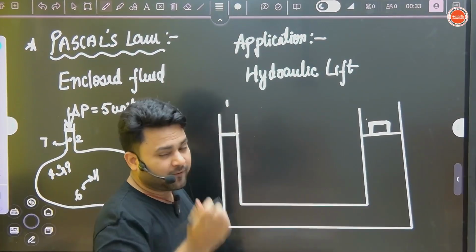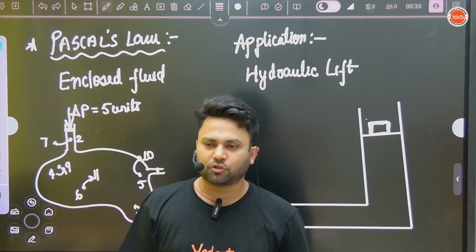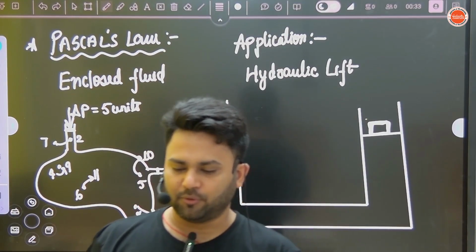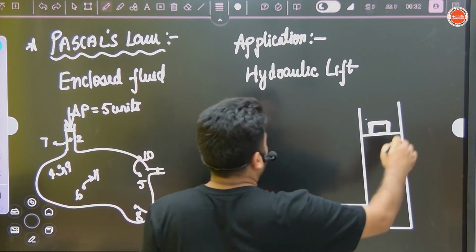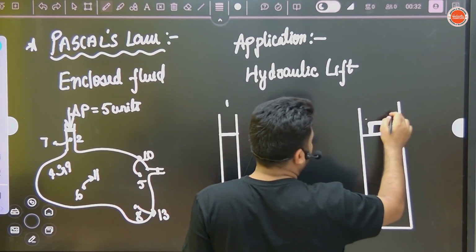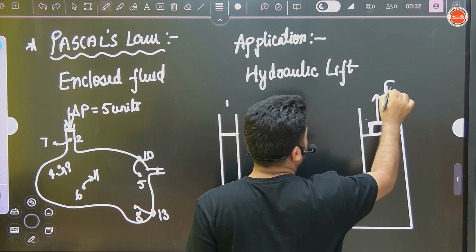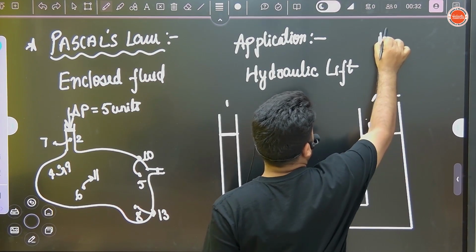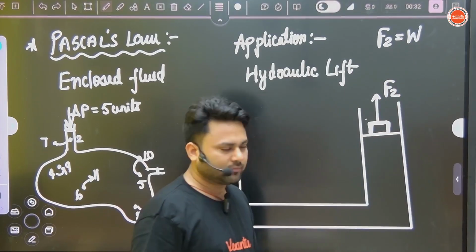Now suppose there must be some weight of the car. Suppose this is a car, its weight is 100 Newton. I want to lift it. So how much force should I apply? 100 Newton. Then only, no? So what we have to do? We have to apply force F1. Suppose F2 I am writing, F2. This F2 should be equal to how much? Weight of the car. Then only it will lift.